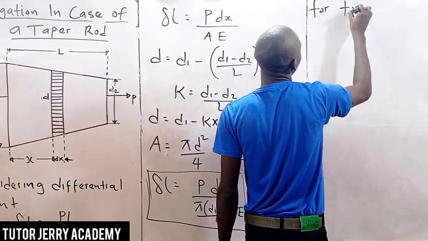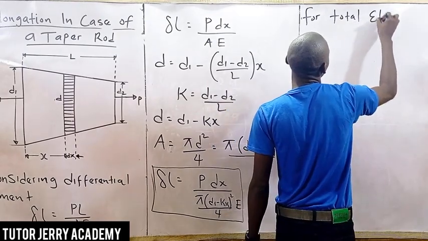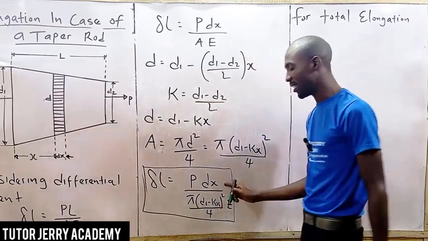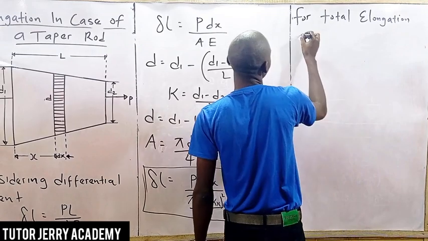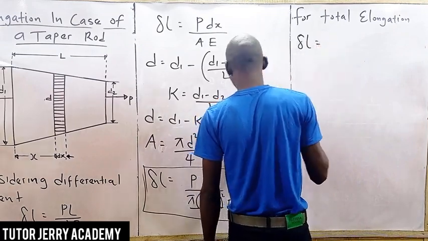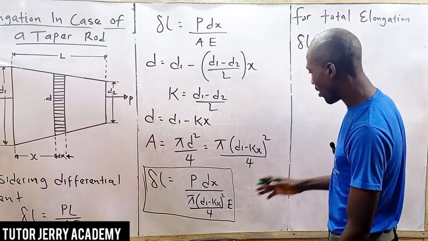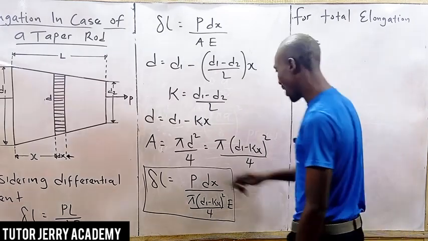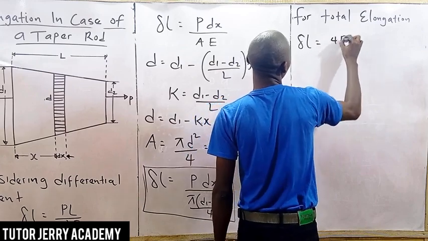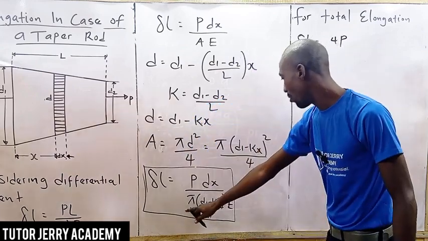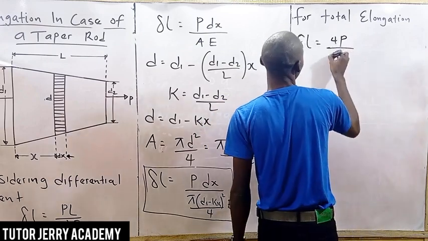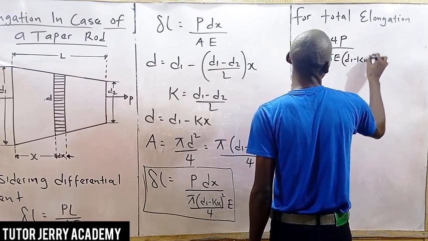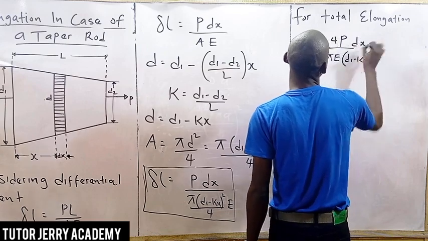For total elongation, we are going to integrate. So delta L will be equal to, now we know what is here, we can rewrite it as 4P. This 4 will move up and be left with pi E, so it's going to be all over pi E into (D1 minus KS) all square. Don't forget we have the dS.